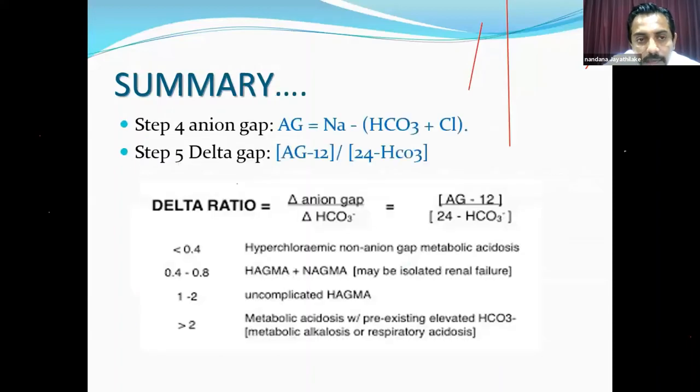And step 4, anion gap: sodium minus the sum of bicarbonate and chloride. And the delta gap: anion gap minus 12, divided by 24 minus bicarbonate. And this one is the delta ratio. This is my summary. If you have these two slides, that is enough for basic blood gas analysis. Try to work through almost all blood gases with these simple 5 steps and make the diagnosis. You will realize how beautiful blood gas is for making a diagnosis.